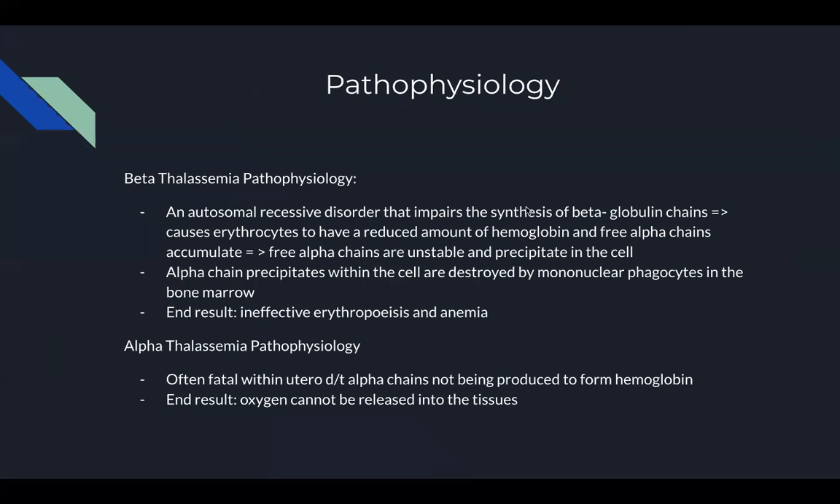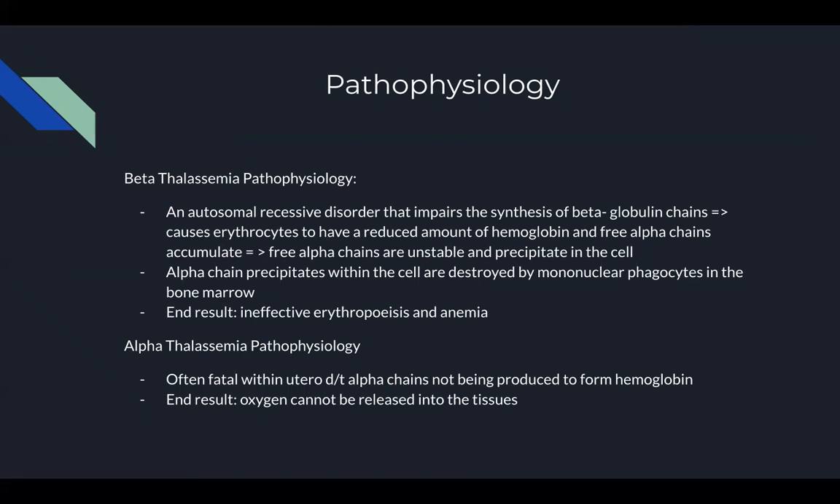So going into the pathophysiology of thalassemia, beta thalassemia is, as Nadezhda mentioned, an autosomal recessive disorder. It impairs the synthesis of beta globin chains, which causes erythrocytes to have a reduced amount of hemoglobin and free alpha chains to accumulate. When they accumulate, free alpha chains become unstable and precipitate in the cell. These alpha chain precipitates within the cell are then destroyed by the mononuclear phagocytes in the bone marrow. And the end result of beta thalassemia pathophysiology is ineffective erythropoiesis, therefore causing anemia.